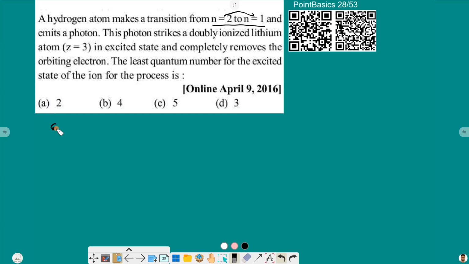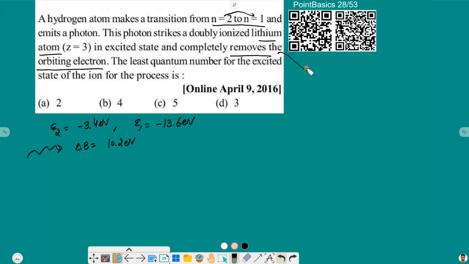Now for the hydrogen atom we know that the energy of the second level is minus 3.4 electron volt and of the first level is minus 13.6 electron volt, and their energy gap, that is delta E, is basically 10.2 electron volt. So this is the energy of the photon. Now as mentioned, this photon strikes the doubly ionized lithium atom, which means it will behave like a hydrogen atom, Bohr's model is applicable here, and it completely removes the electron.